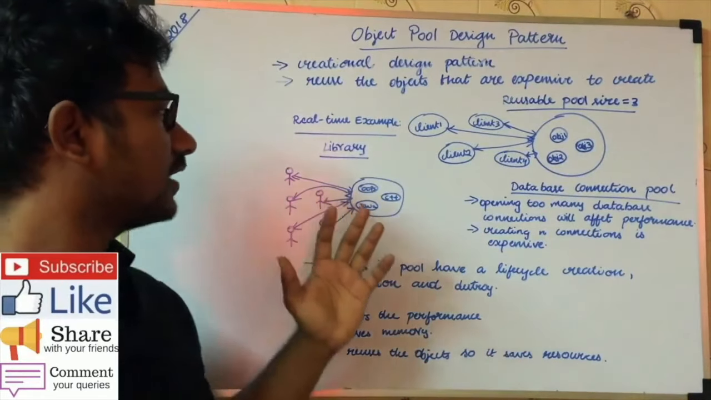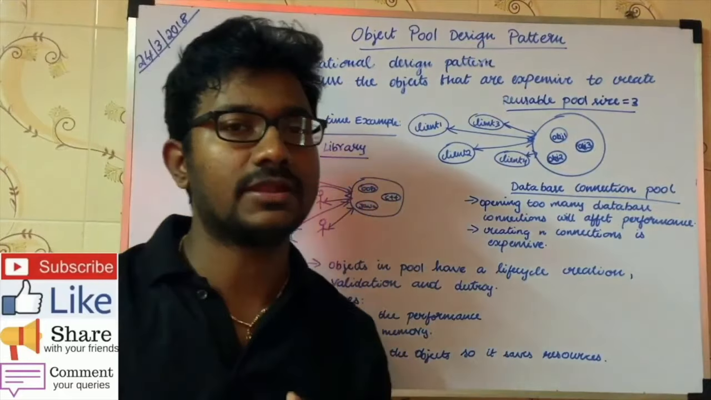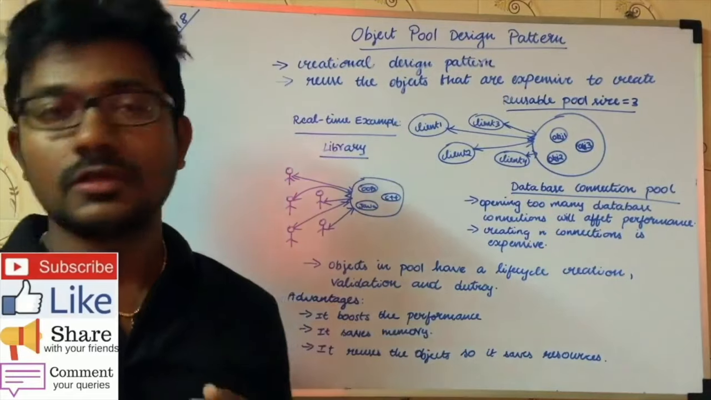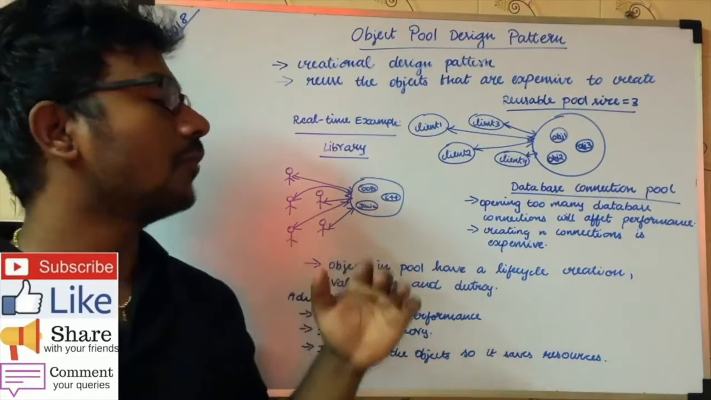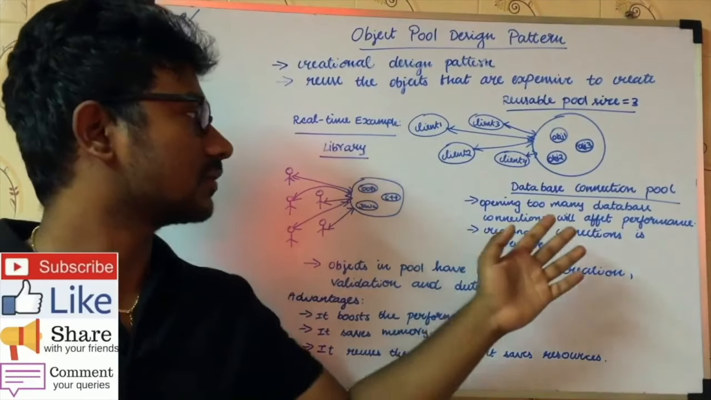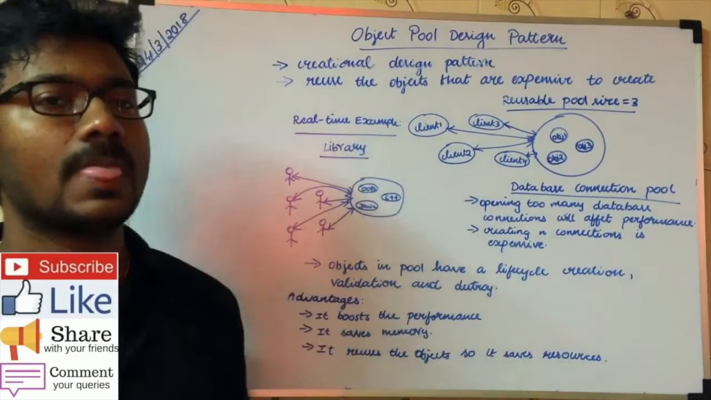So these are the advantages when we use this object pool design pattern in our code. The first advantage would be boosting the performance. Since object creation is a costly operation, in some cases, when you consider a database connection pool, it's a very costly operation.